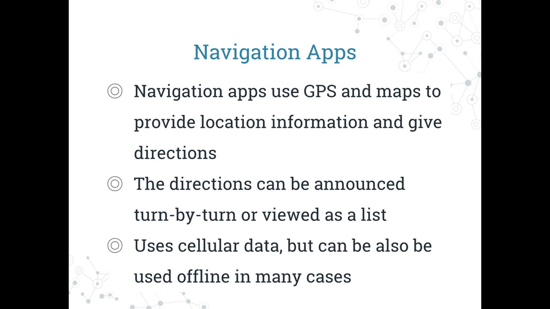So let's first start off by talking about navigation apps. Navigation apps use GPS, or global positioning, and maps, online maps or downloaded maps, to provide location information and give directions. The directions can be announced, again, turn by turn, or viewed as a list. Often it uses cellular data because that updates the maps more regularly, but the maps can also be downloaded and used offline in many cases.